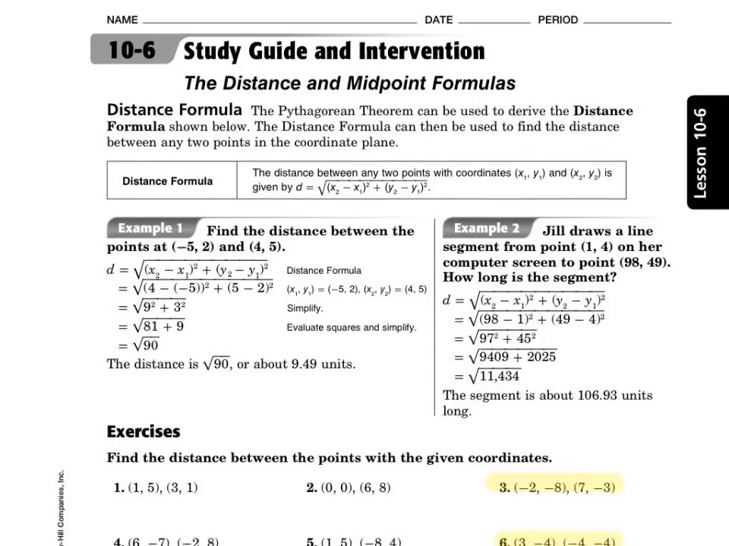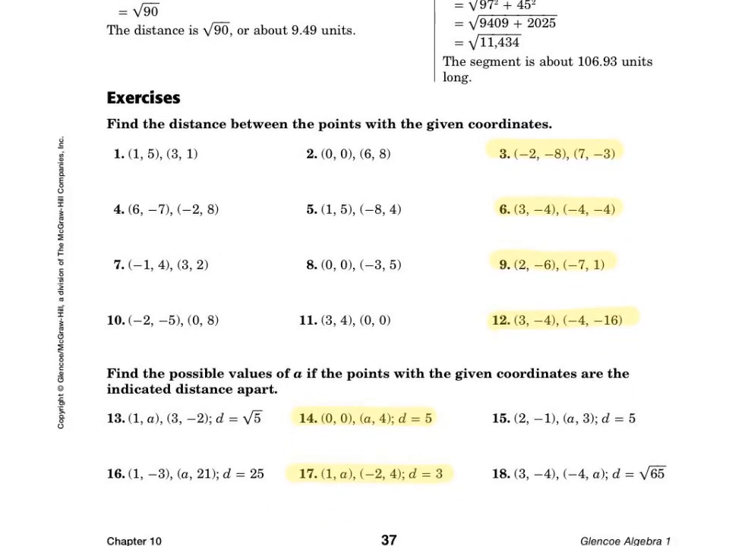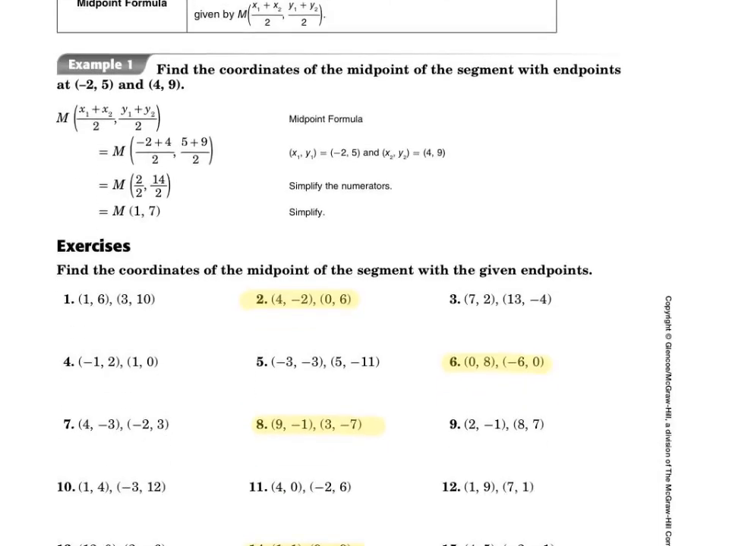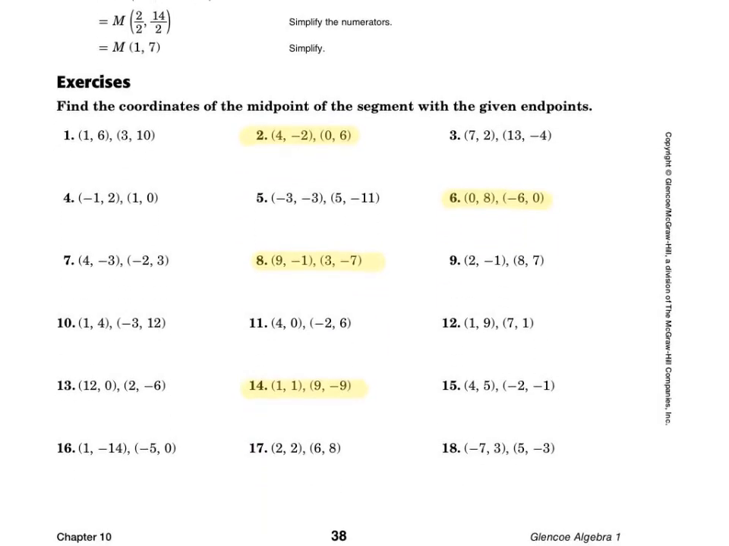Okay, extra practice tonight. I want you to do quite a few problems. Using the distance formula, you will find the distance between 2 points. You will also find possible values for a missing coordinate given the distance. So I want you to do 3, 6, 9, 12, 14, and 17 on this page. And then use the midpoint formula to find the midpoint between these two endpoints of a line segment. Do number 2, number 6, number 8, and number 14. Write down any questions you have.